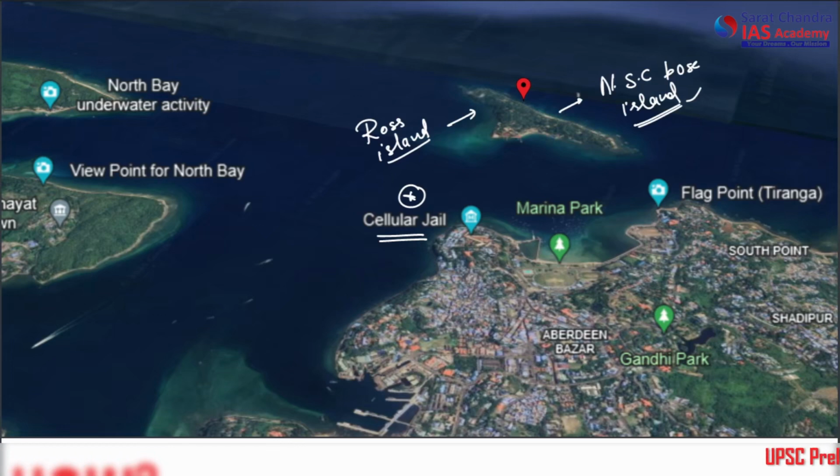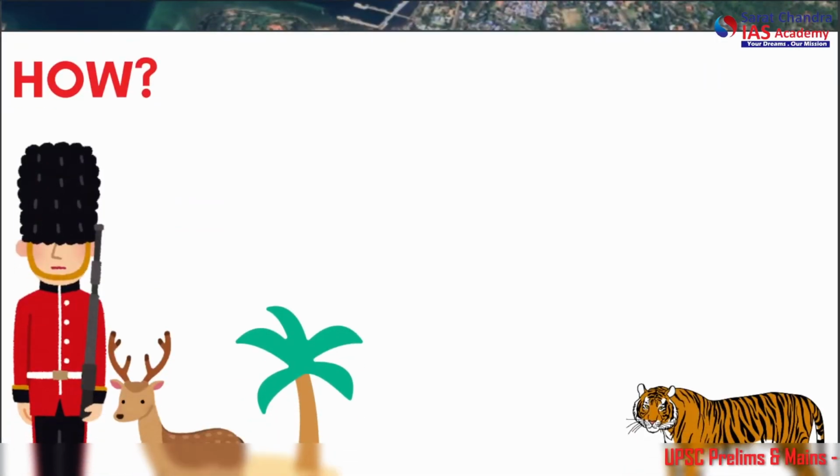Now let's talk about how and why they became a native species, sorry, invasive species in the Ross Island. Such a small island. So the British are the culprit here.